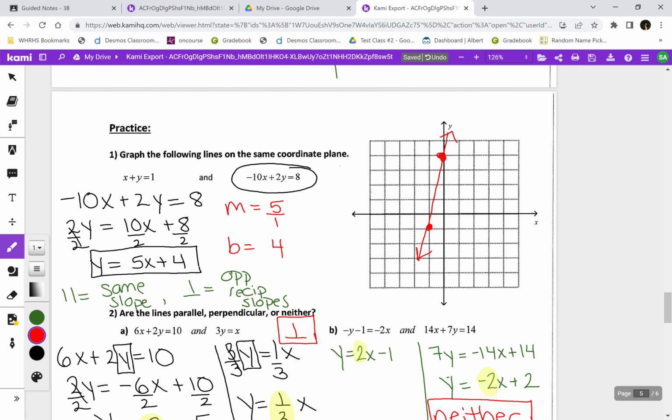How many people got this correct? Good. Do you want practice with one more, or do we want to call it a day? Call it a day. All right, we are done.